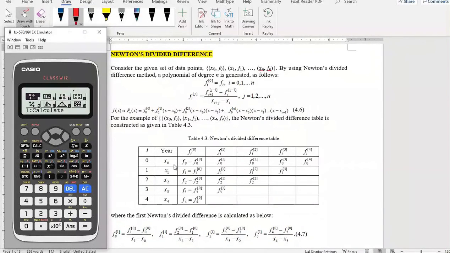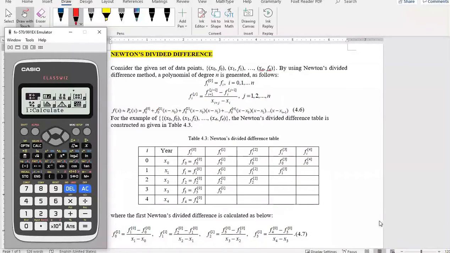You notice that if we start our data from x0 up to x4, our Newton divided difference table will end with the fourth level. If we go up to x5, we will end with the fifth level. The 0 level is actually from our y data. This is the x data, this is the y data. So how do we calculate the first, second, third and fourth level?